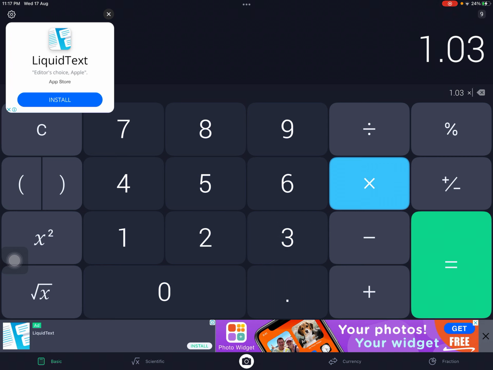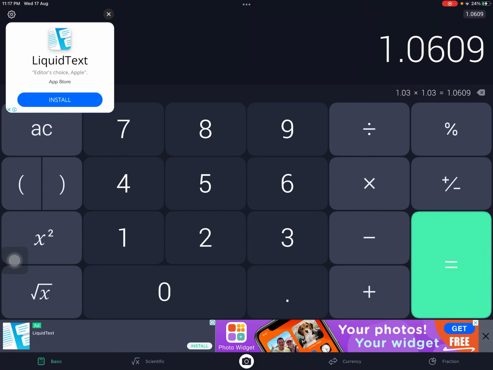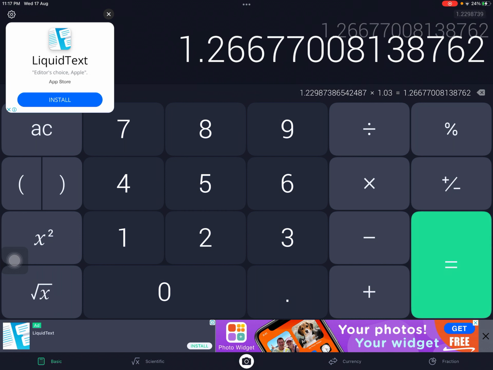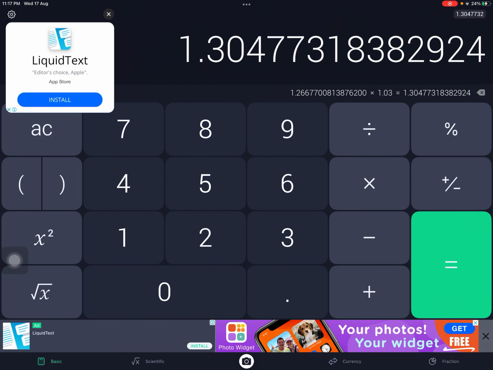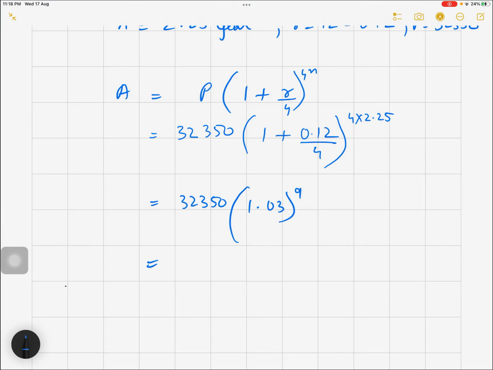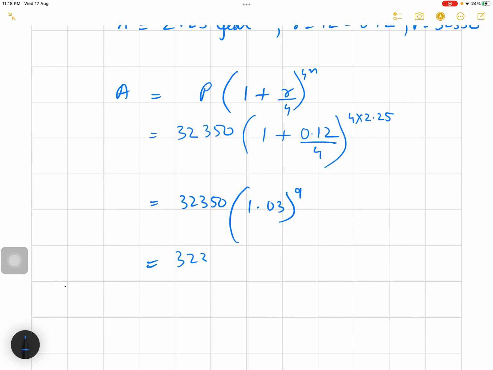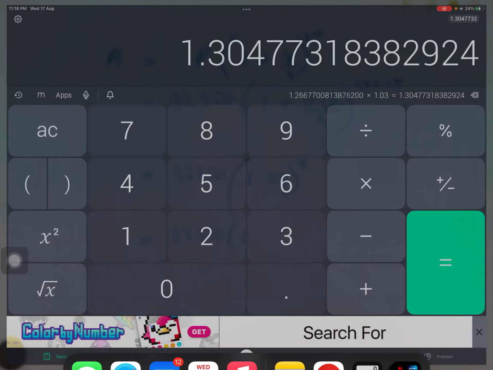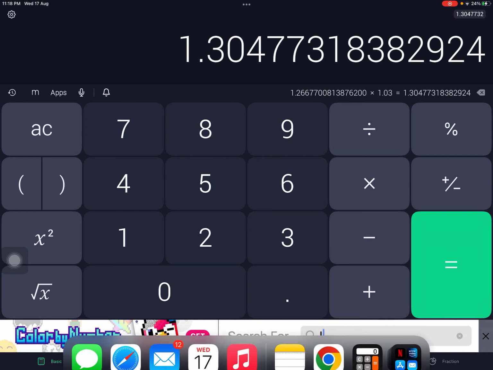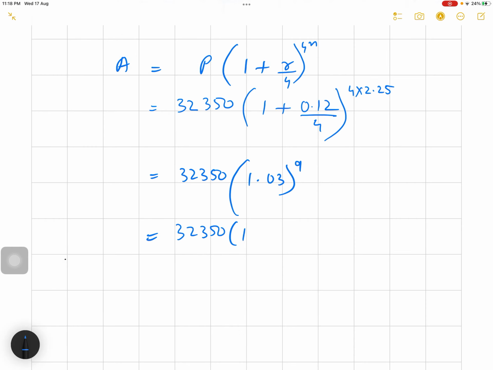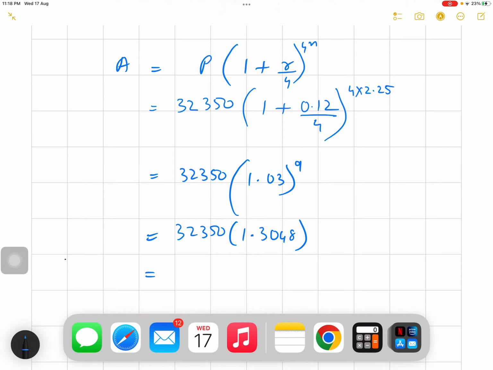1.03 raised to 9 is equal to 8 times... 2, 3, 4, 5, 6, 7, 8, 9. It comes to 1.30477. So I'll write 1.3048. 32350 into 1.3048. Let's multiply this.